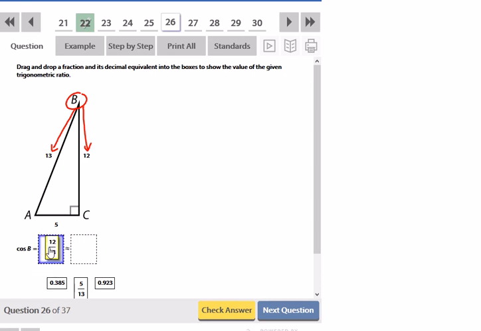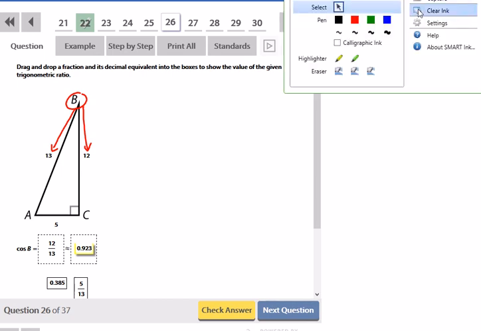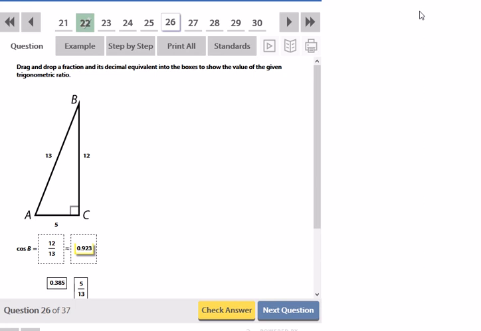And here they want us to round 12 over 13 as a decimal. That would be 0.923. They didn't want angle B. They wanted to know what the cosine of B was. They wanted to know what the fraction was, not what the angle is.